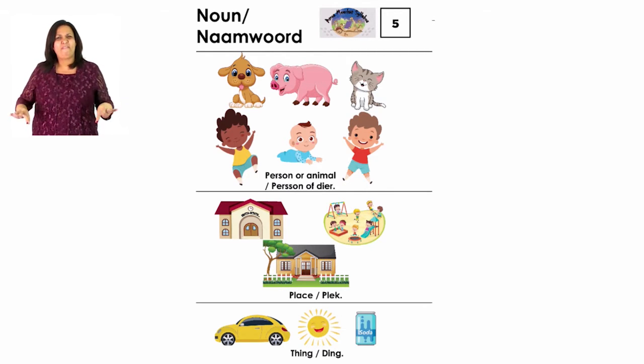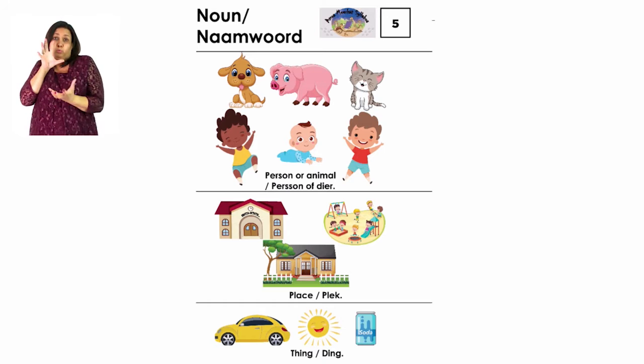So nouns are names of persons, places, or things. Animals like wild animals, elephant, a crocodile. So think of all those other animals. So remember what a noun is.